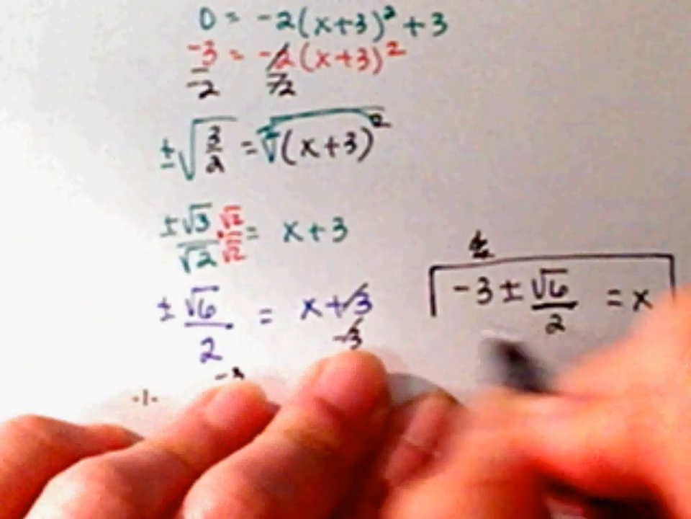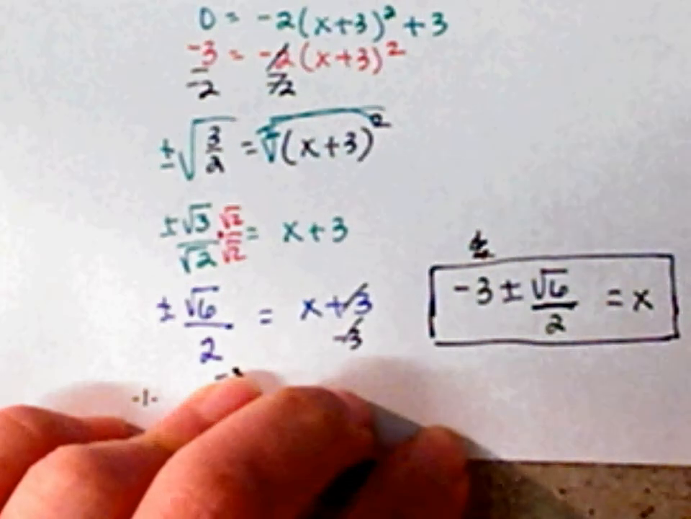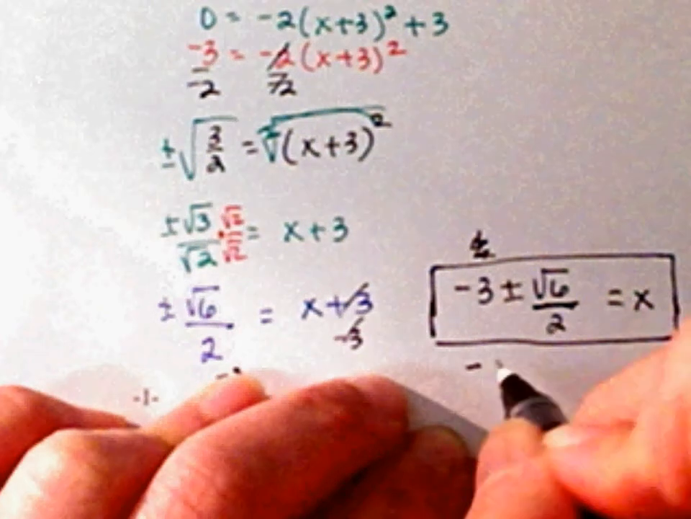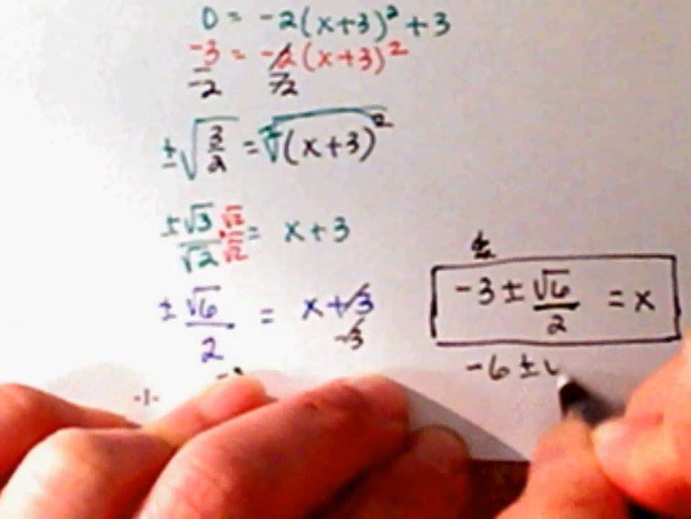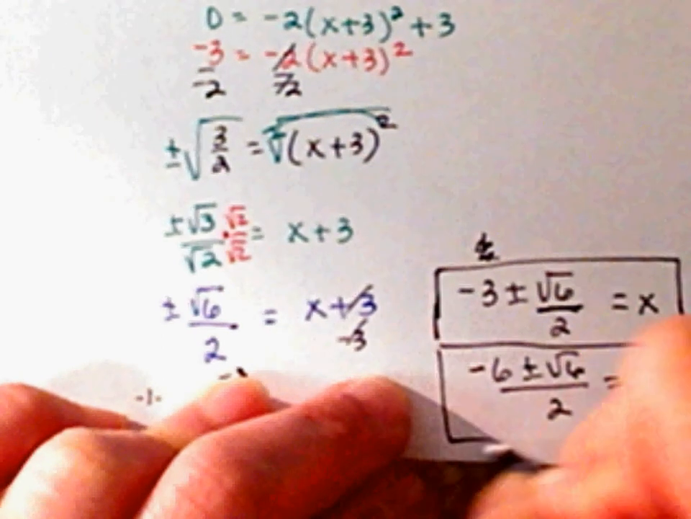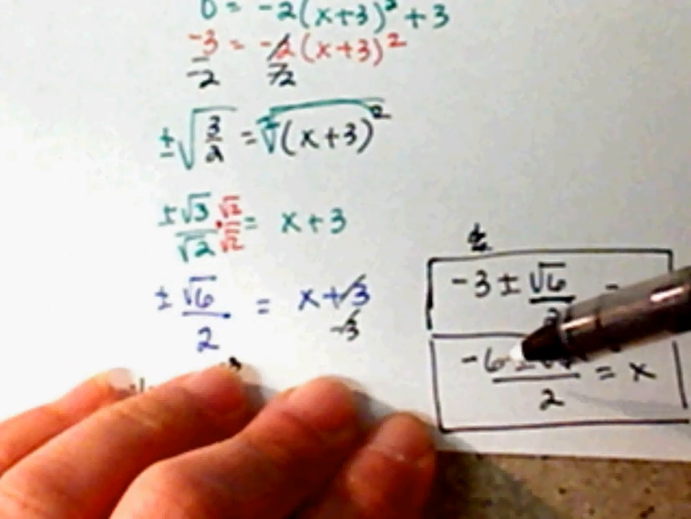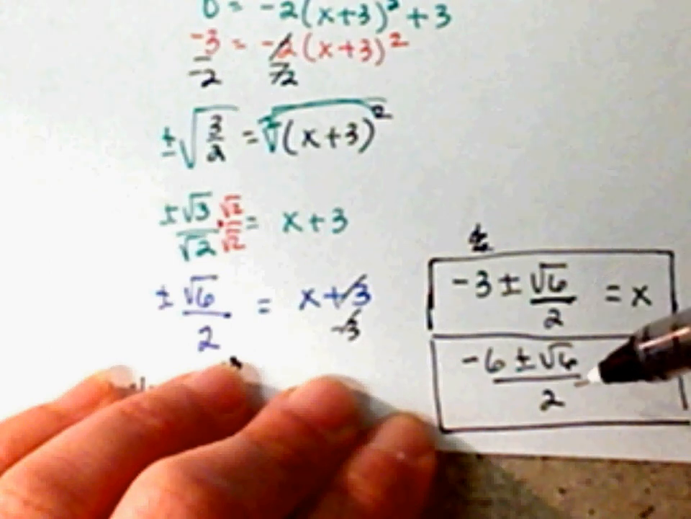Okay. Another solution you can rewrite is you could put a 2 under here too as well, so you have negative 6 plus or minus square root of 6 over 2. And this is also an acceptable answer. And let me show you why that is true. Negative 6 divided by 2 is negative 3. Square root of 6 divided by 2 is this part right here. These are exactly the same answer, okay?